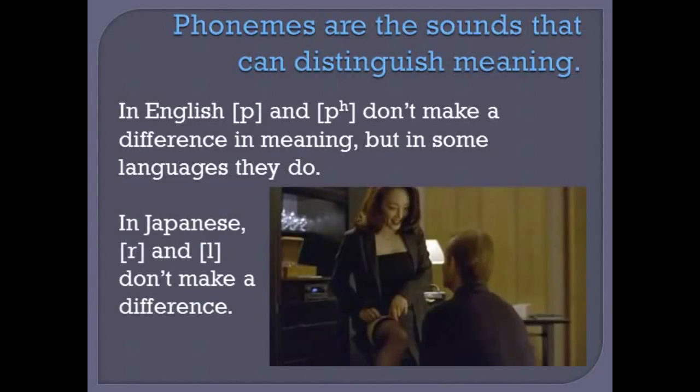Another example of different sounds that may or may not make a phonemic difference is from the movie Lost in Translation, if you've seen that, and if you haven't, you should. It's pretty funny. There's a scene in which a woman is asking Bill Murray to lip her stockings, and he's confused, and has no idea what she's talking about. The confusion arises because in Japanese, the L and R sounds don't make a difference in meaning, and so a word might be pronounced with an L or an R and that won't change the meaning of the word, whereas of course in English it does.